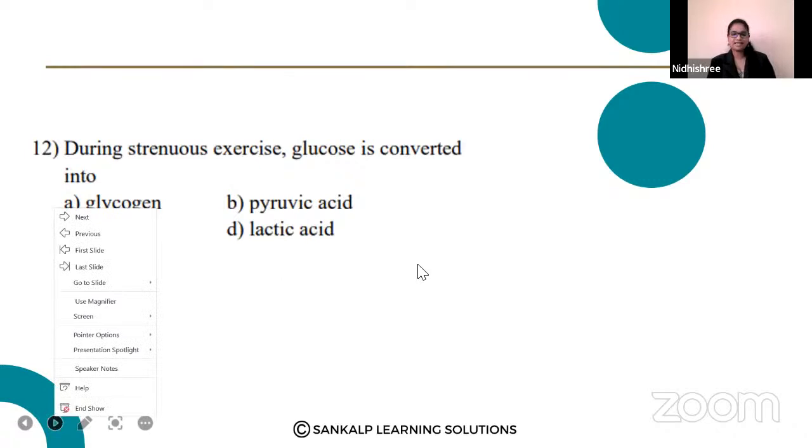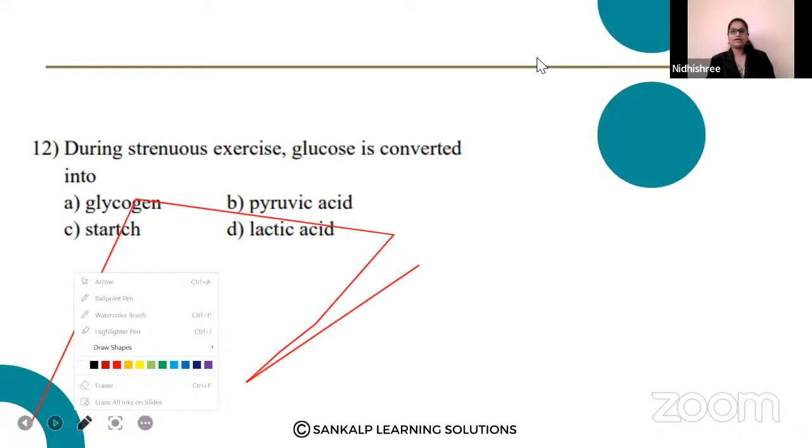During strenuous exercise, glucose is converted into, just a minute. During strenuous exercise, the glucose is converted into glycogen, pyruvic acid, lactic acid. Option D, lactic acid. Yes. What is the answer?